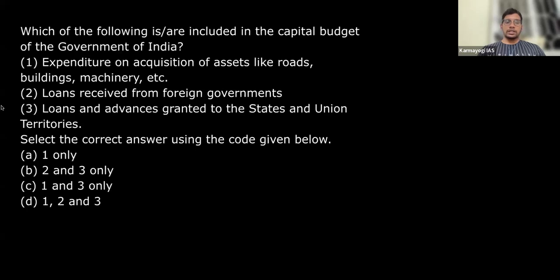Now, if you see the second statement, loans received from the foreign governments is nothing but part of capital receipts. We are receiving now, but next year we need to pay back with interest. All right. So this is capital expenditure. This is capital receipts. They are asking about the capital budget, and hence the answer is D.